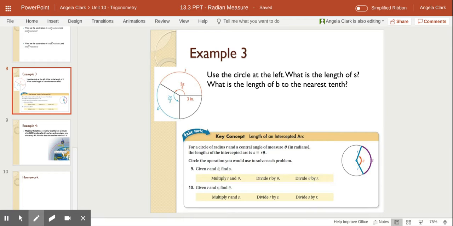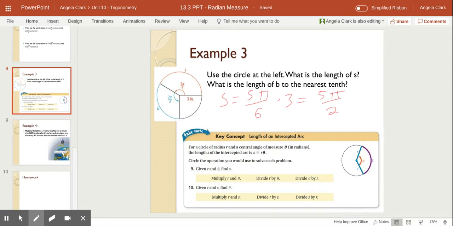Okay, so S is 5 pi over... wow, that is not a pi. It's kind of an H, but a really sloppy one. Anyway, 5 pi over 6 times 3, which is 5 pi over 2. So that would be the exact answer if you're asked for an exact answer.